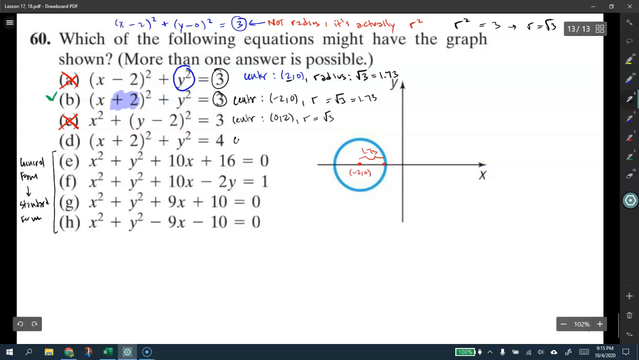This one's a bit tricky. If you think about it, the center is essentially the same as the center in letter B, right? So it's still negative 2, 0. So very innocently, you might think, yeah, well, that should work for us. But here's the problem.